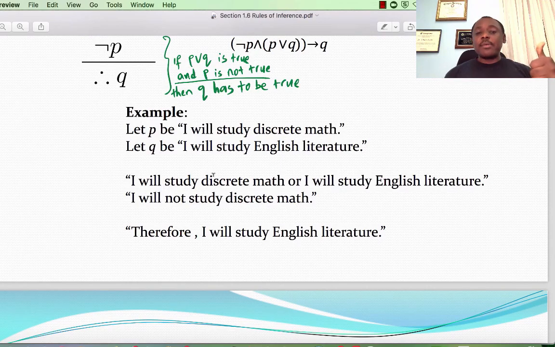When I get back from the library, you say, how did it go? I tell you, I did not study discrete math. What is the conclusion? I studied English literature. Okay, so that's very easy.